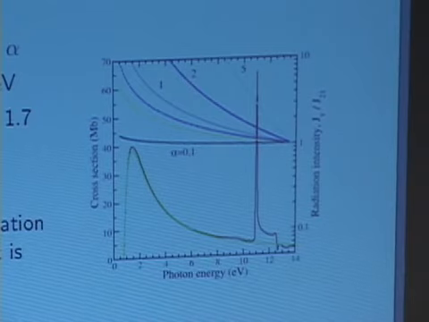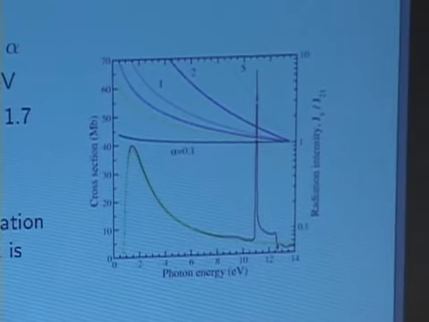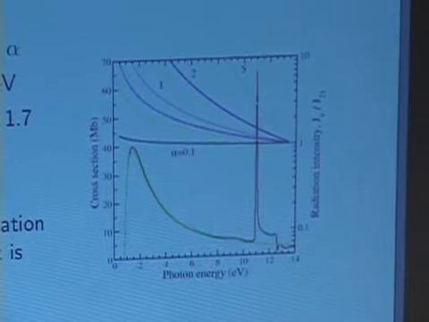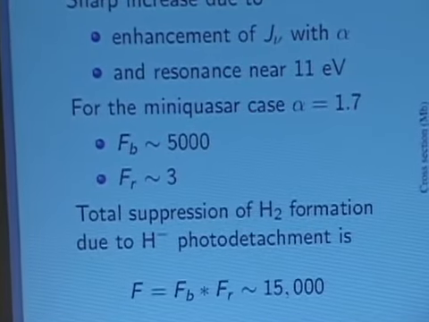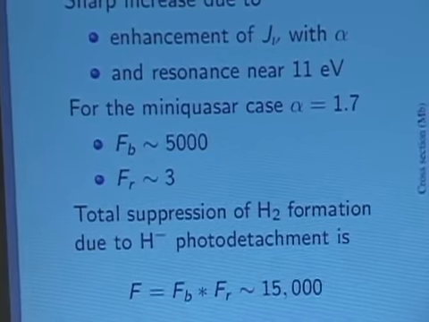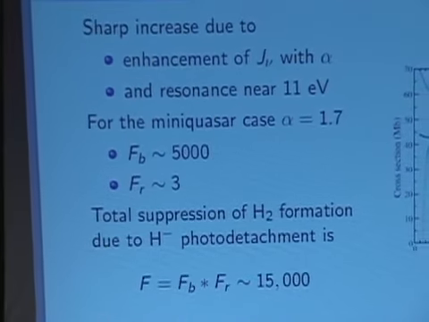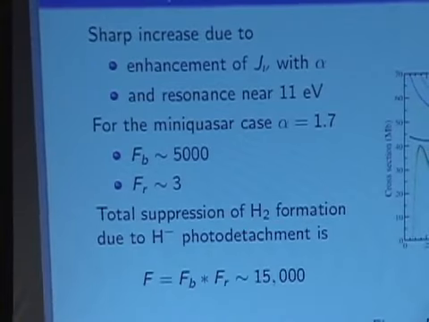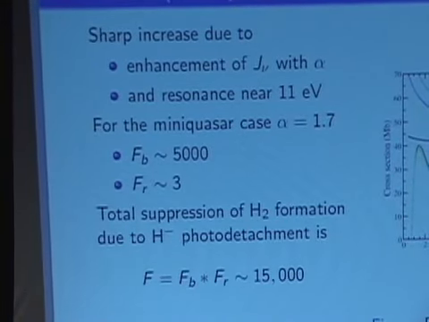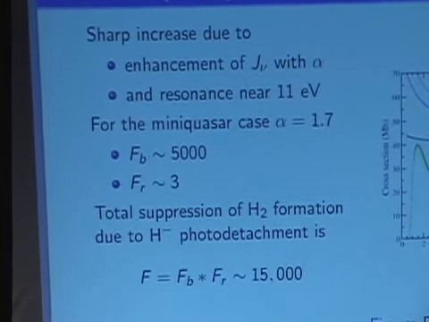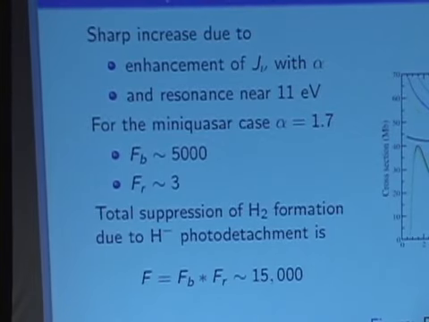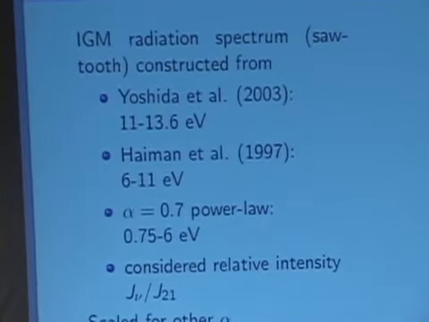And so adding up all of these contributions, the Chernay paper found that the suppression was 5,000 for the mini quasars if you neglect the resonance. If you add in the resonance, another factor of 3, so the total suppression factor for that particular case is about 15,000. So the amount of H minus would be reduced by that amount, and presumably the same amount of H2 reduced by that amount, which would suppress the cooling in such objects.